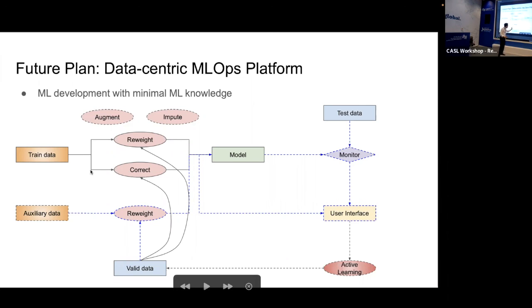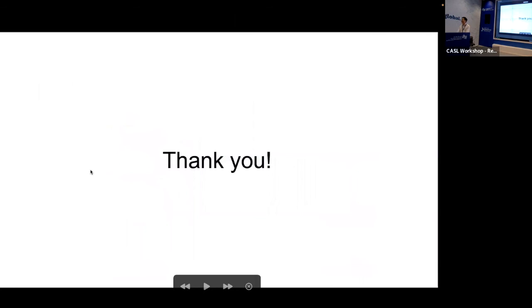And then we make this process really cheap by only allowing users to play around with the validation data set instead of the large training data. Yeah, so that is the end of my presentation. Thank you.